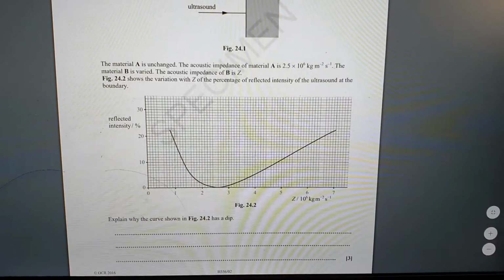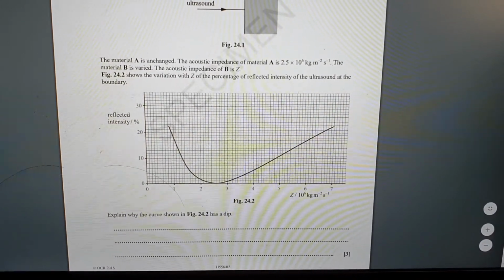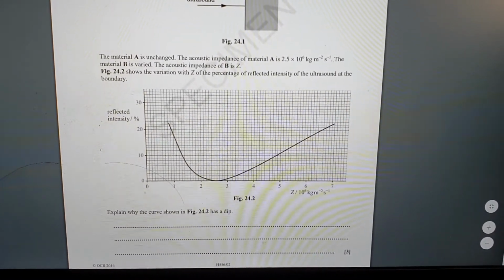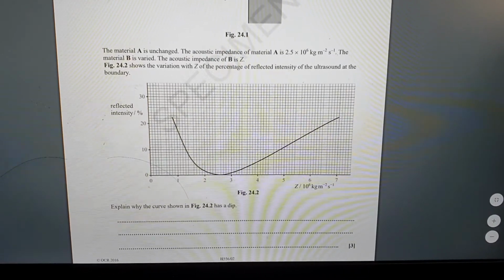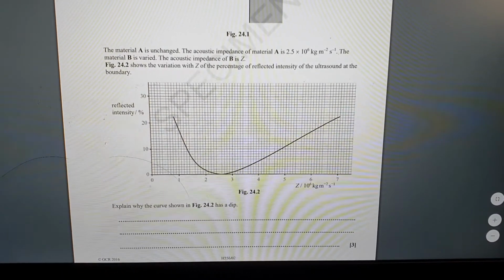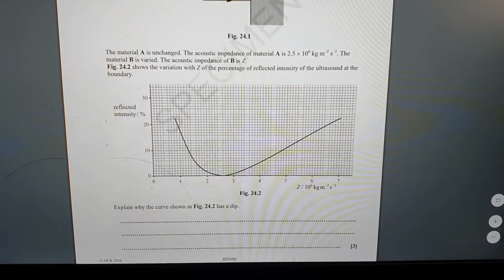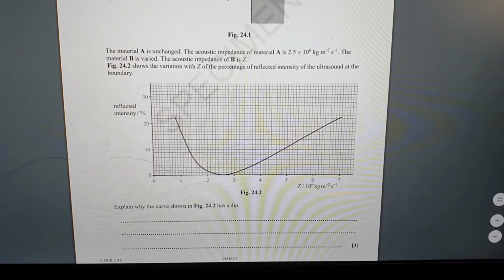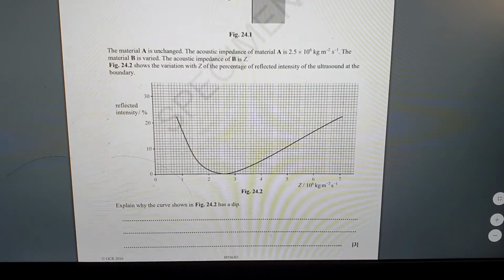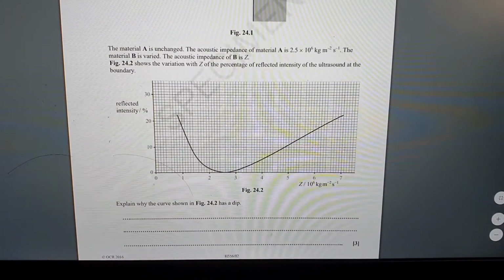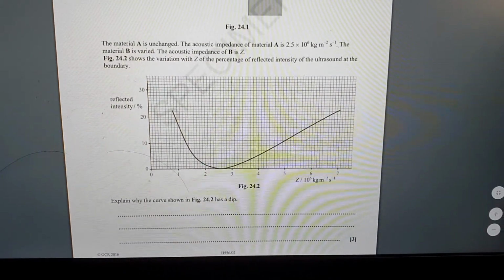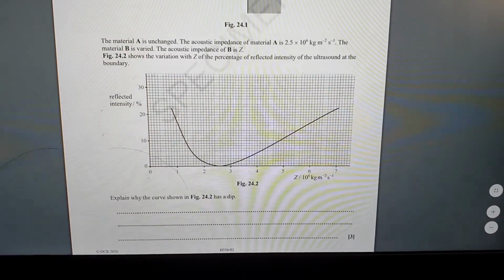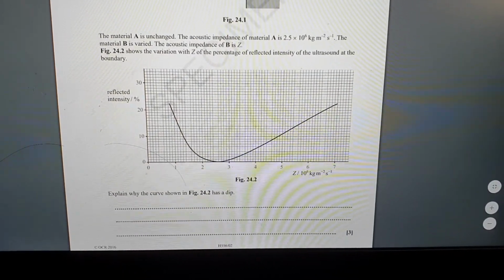Explain why the curve shown in figure 24.2 has a dip. Just look at this question. It's got 3 marks. If we were to describe the graph, as Z increases from 1 to about 2.5 roughly, it's going down. So the reflected intensity has gone down from 1 to 2.5 roughly. And then from 2.5 onwards, the reflected intensity increases. So that's just describing. Now we've got to explain, and that is 3 marks.